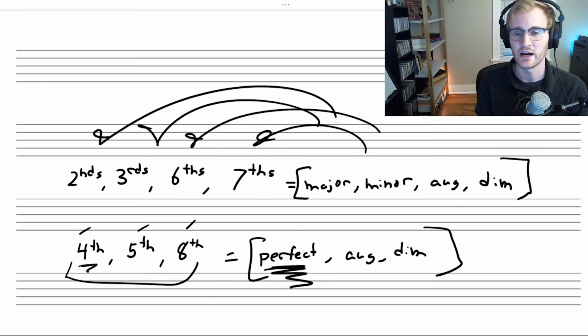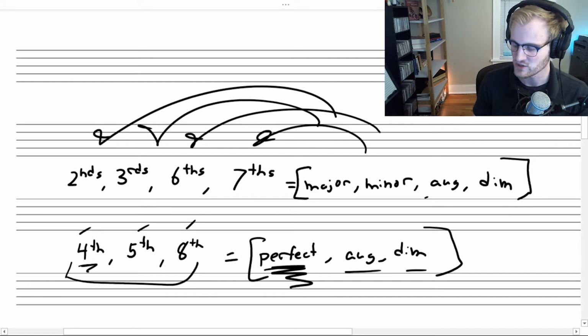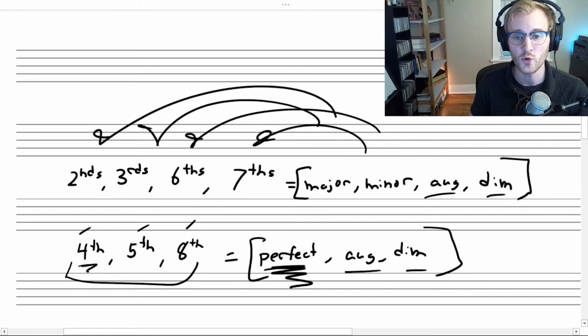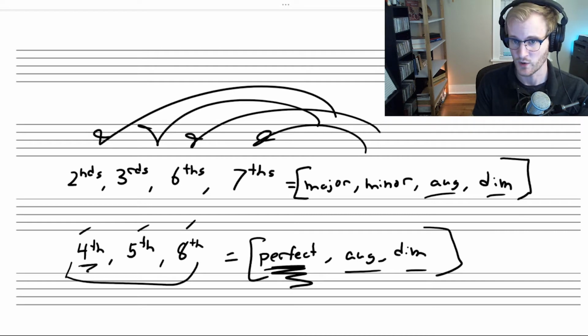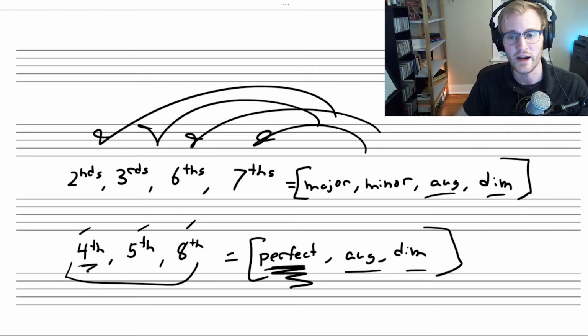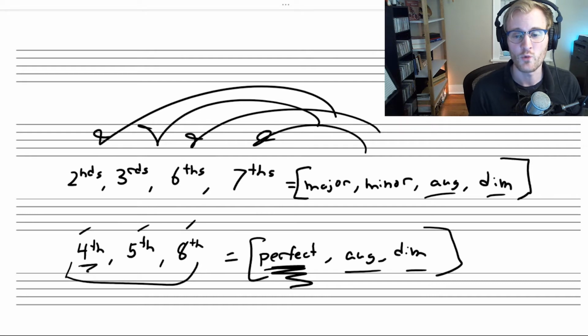We will never call a third perfect, or a second perfect, or a sixth, or a seventh. Only fourth, fifth, and octave. Those three intervals can be referred to as perfect. They can also be referred to as augmented and diminished, just like seconds, thirds, sixths, and sevenths can, but seconds, thirds, sixths, and sevenths will be only referred to as major or minor or augmented or diminished, but not perfect. So again, just a little context to try to help make sense of this. Now we'll dive into a bit more material, but this will be useful information to have tucked away in the back of your head. So with that in mind, let's start talking more properly about major and perfect intervals.